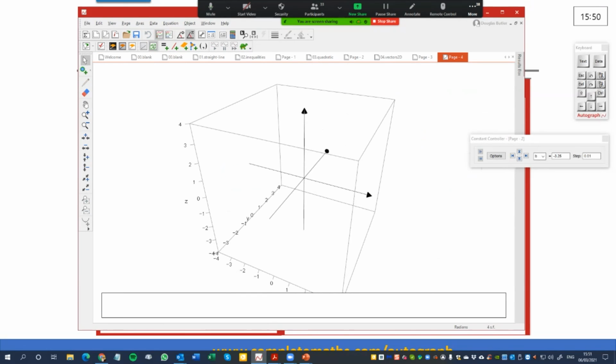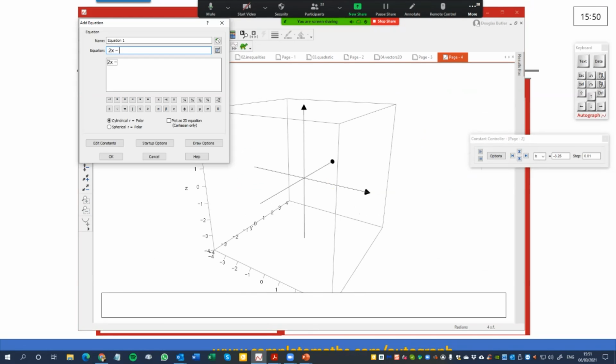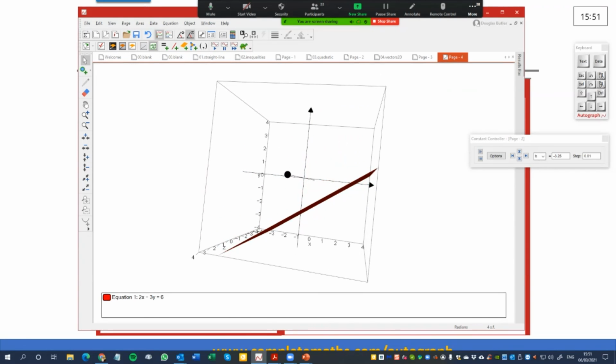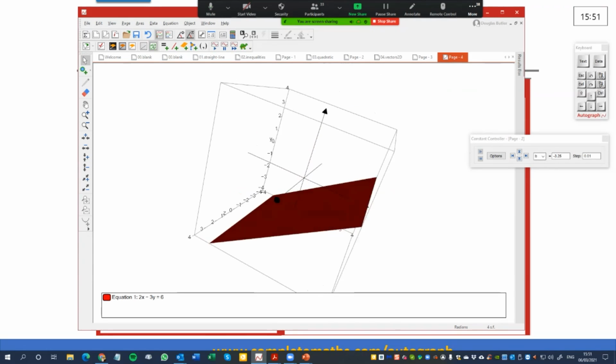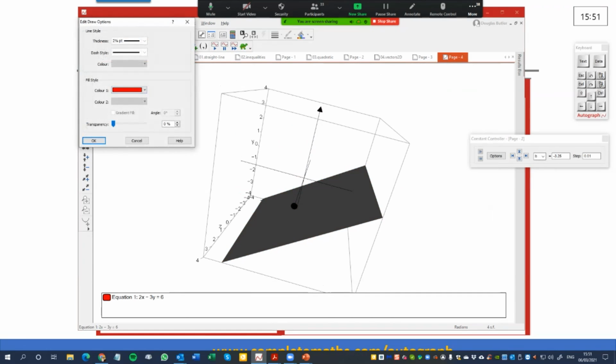This is a 3D Autograph, and let's just put a plane on to start with. Let's do 2x minus 3y equals 6. It's a straight line in 2 dimensions, but in 3 dimensions it's a plane. Now if we turn it around like that, that's what it looked like in 2D. That's x and that's y, and there's a z along there. That's a bit dark, so I'll just change the colour. Just move this down. Oh, all this stuff's in the way. How do I do that? Well, I'll do edit draw options instead, and let's make it yellow.